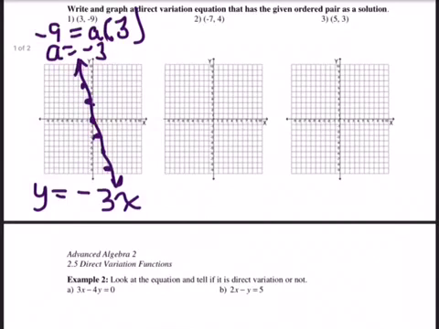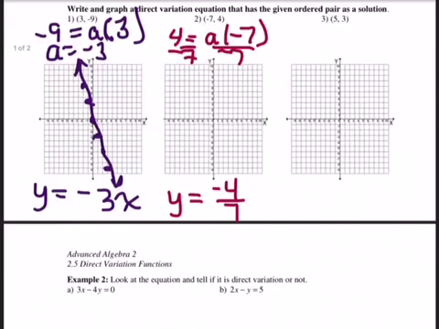Okay, one more. It's -7 comma 4, so that means the 4 is going to go in for y. Let's change colors here. So I'm going to put the 4 in for y and -7 in for x. Now when I divide both sides by -7, I'm going to get the equation y equals -4/7 x. Now you can leave the negative with the 7. It doesn't really matter where the negative is.